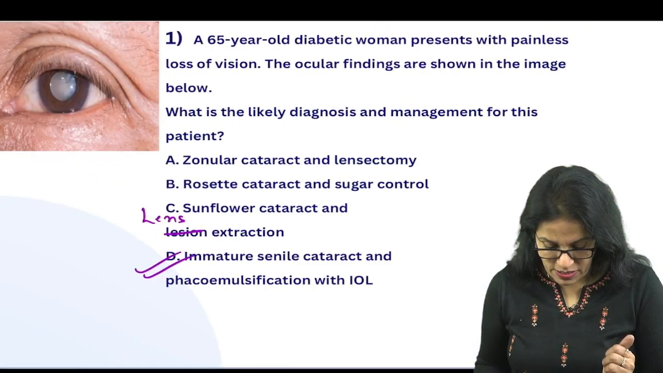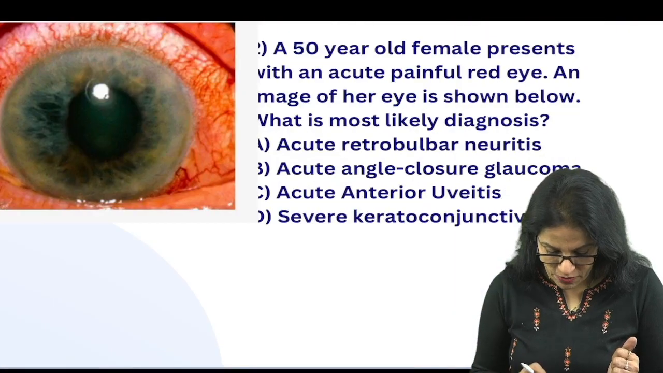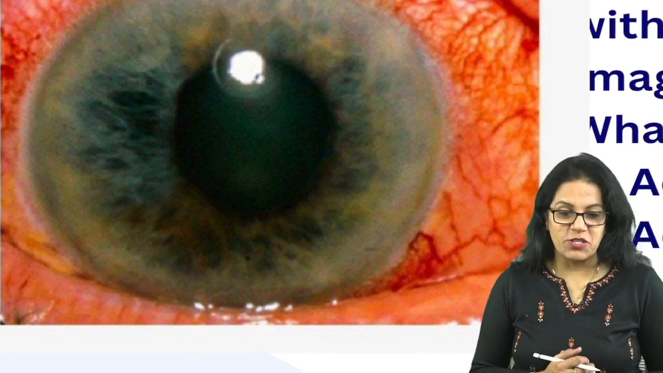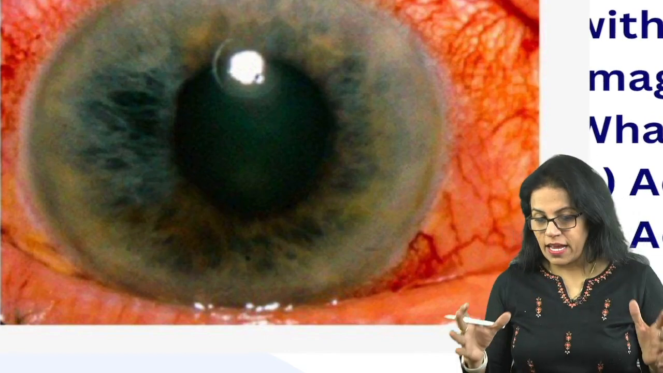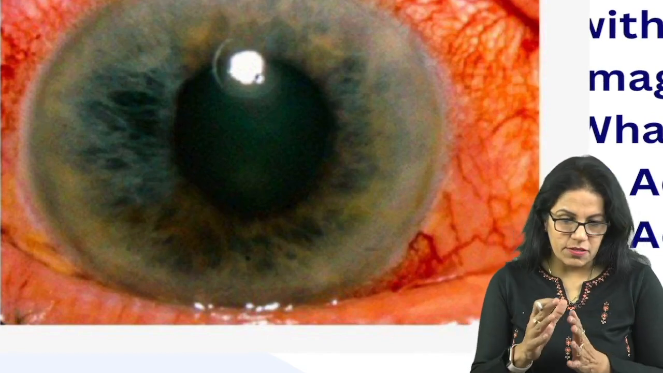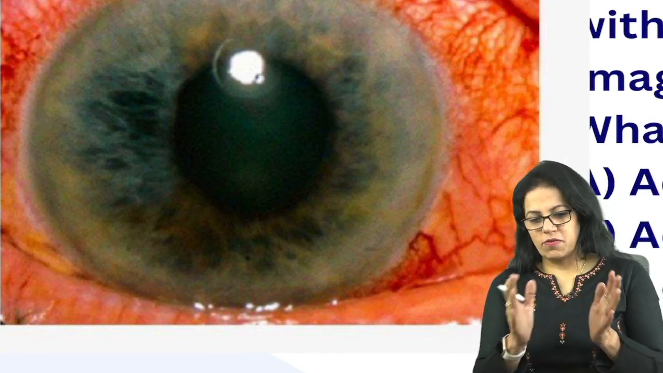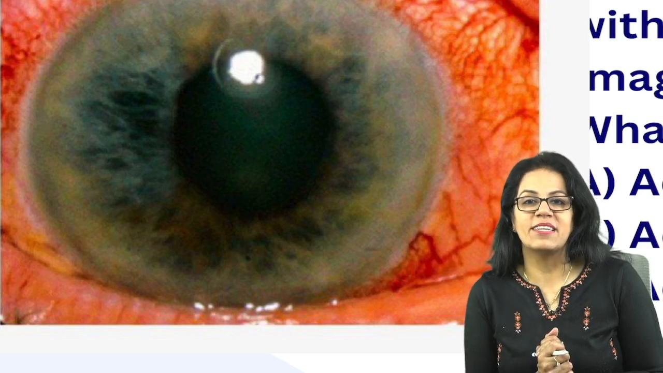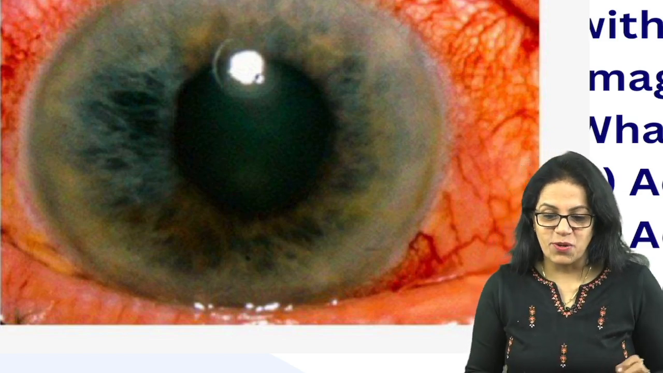So the next question is this one. Okay, what do I see here? Look at the first picture. I see a congested red eye and a little bit of haziness in the cornea. It doesn't look very clear. But what is most important, I can see a vertically oval dilated pupil. You can see that, right? So what is this?